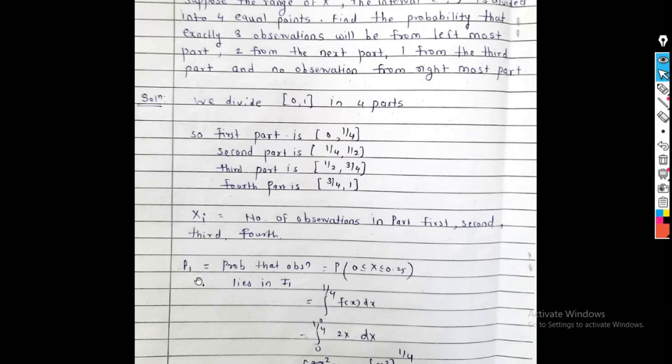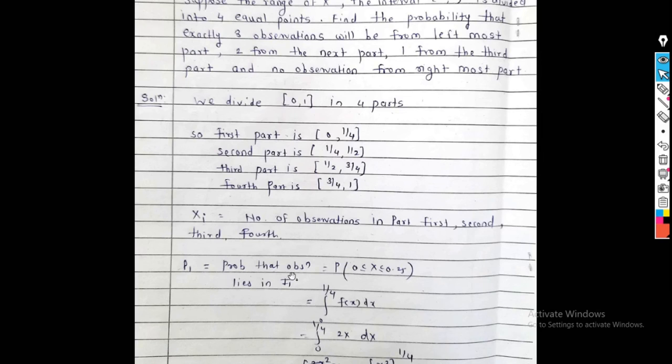So we have to calculate the probability of how many observations we require from the first part: 3 observations, that is P(X1 = 3). How many from the next part? That is 2, so P(X2 = 2). One observation from the third part, that is P(X3 = 1), and no observation from the last part, that is X4 = 0. To solve this, we need the probabilities P1, P2, P3 and P4. So first we will calculate P1, P2, P3 and P4.